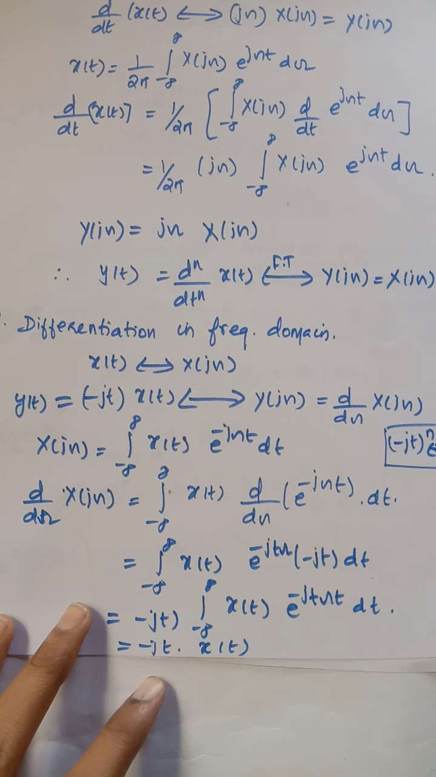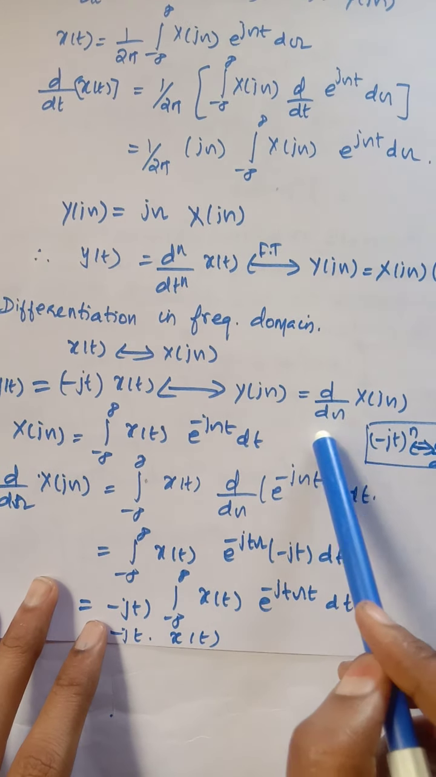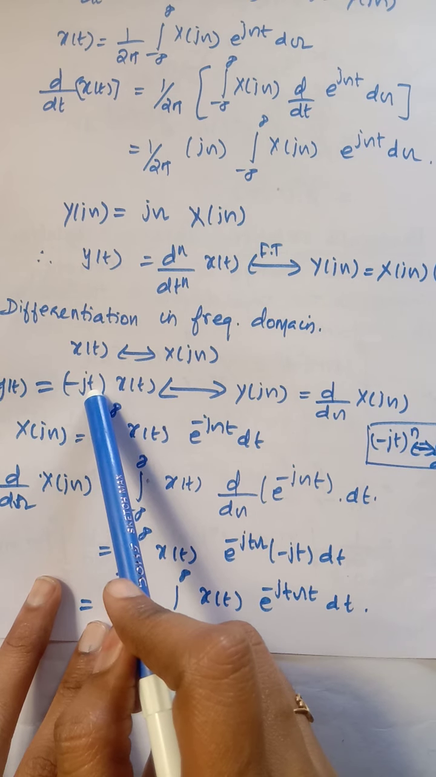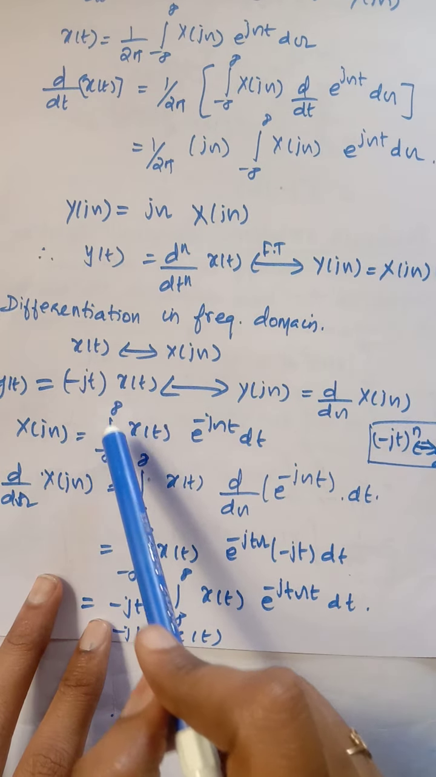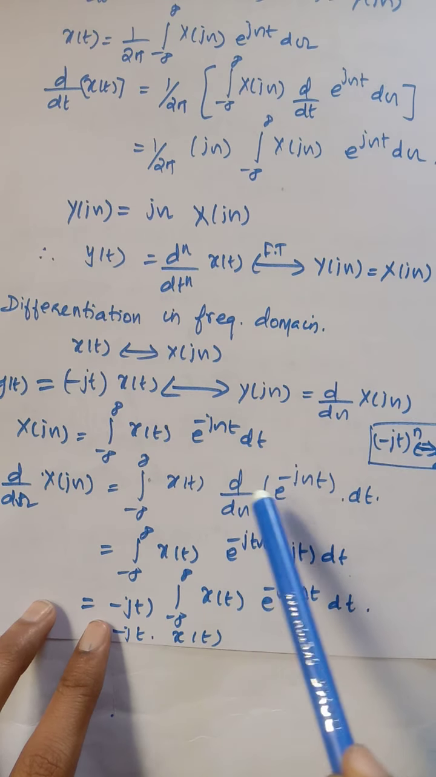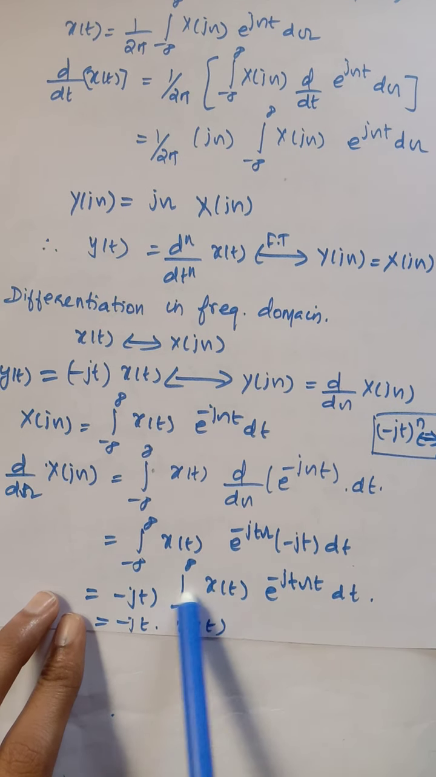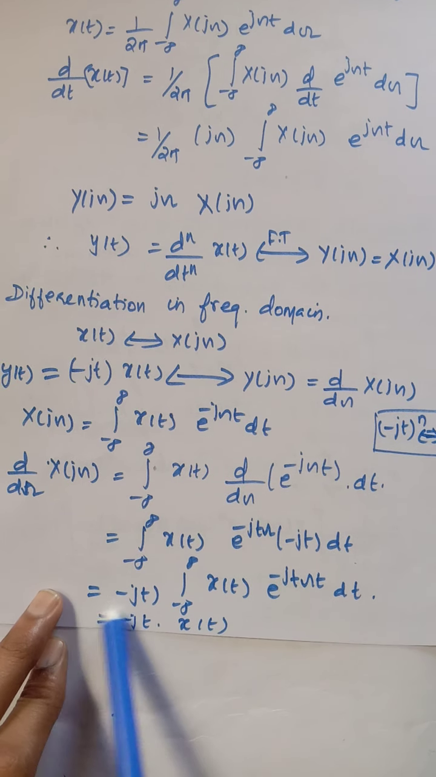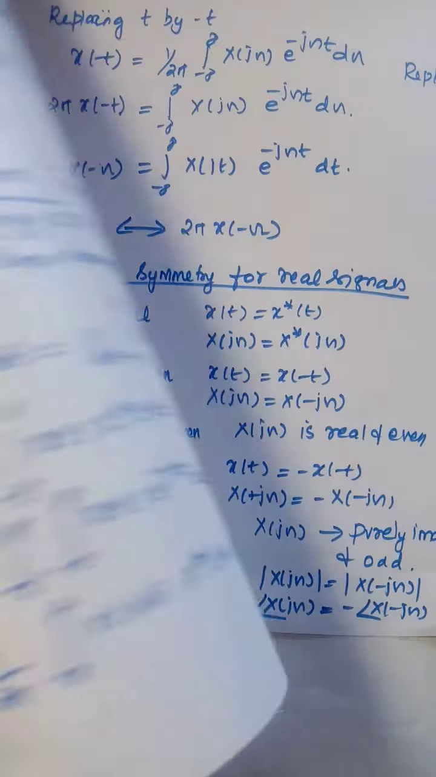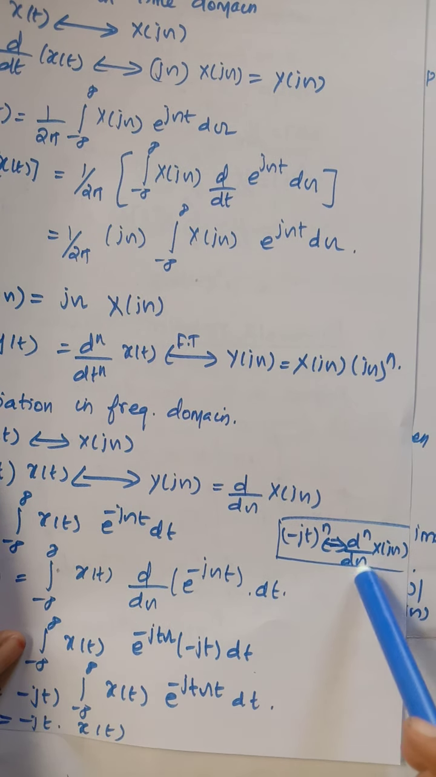The next one is differentiation in frequency domain. x of t has the Fourier transform x of j ohm. Here we are going to differentiate in frequency domain, so d by d ohm x of j ohm. The term you get in time domain is minus jt times x of t. x of j ohm is equal to integral minus infinity to infinity x of t e power minus j ohm t dt. When you differentiate this, the only term related to ohm is e power minus j ohm t. So d by d ohm of e power minus j ohm t gives minus jt. This term represents x of t, and when you apply the transform it becomes x of j ohm. Do you understand the difference? So this is minus jt into x of t. Finally, if it is minus jt the whole power n, you will get d n by d ohm n of x of j ohm.